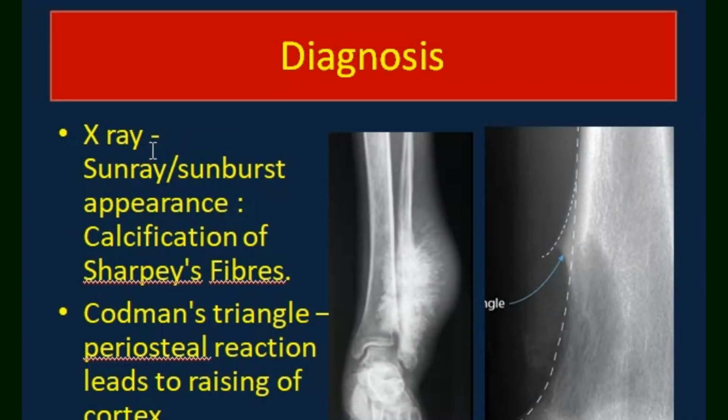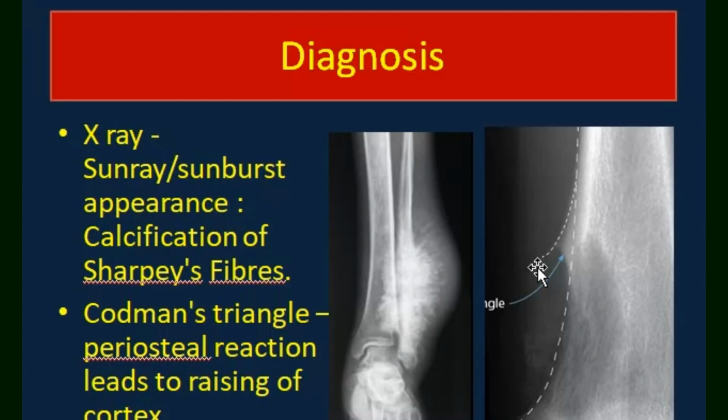Diagnosis is by X-ray. So what we see on an X-ray is two characteristic features. First is a sunray or a sunburst appearance. As you can see over here, the calcification of Sharpey's fibers in the bone will give a sort of a sunray appearance. These look like rays of a sun coming from the tumor. So this is called a sunray or a sunburst appearance, which is due to calcification of the Sharpey's fibers.